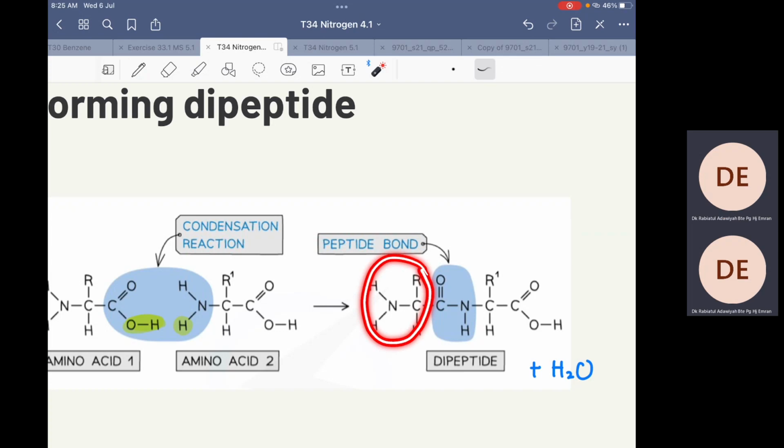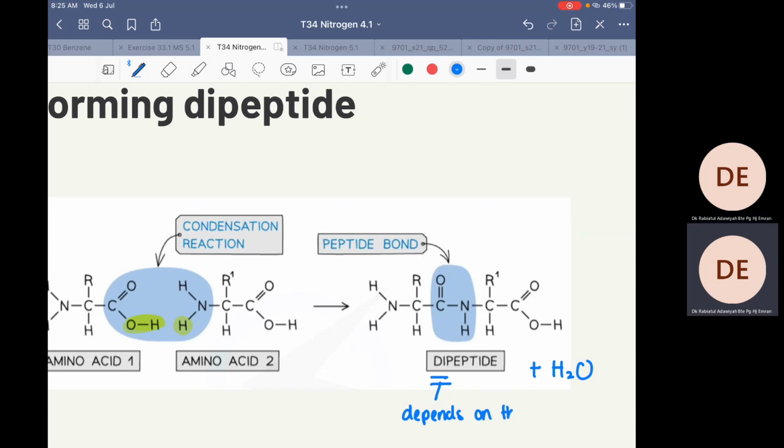And because we have two amino acids to make up one peptide bond, we call it a dipeptide, okay? So the name dipeptide depends on the number of amino acids. The most common mistake made by students is thinking, oh, a dipeptide, that means I have two peptide bonds. No, there's only one peptide bond made up of two amino acid parts.